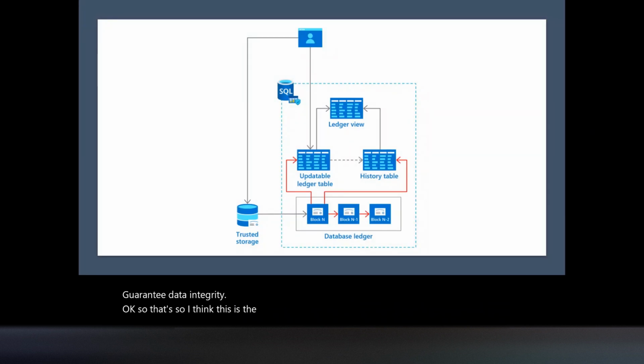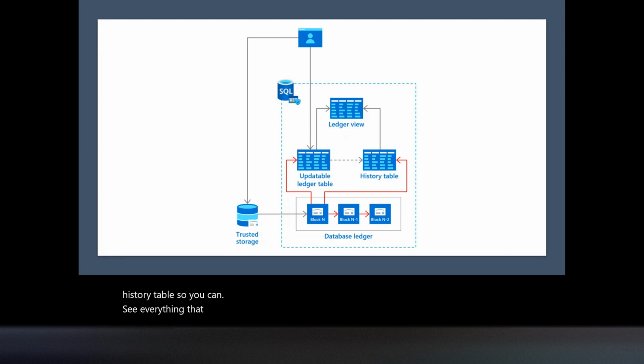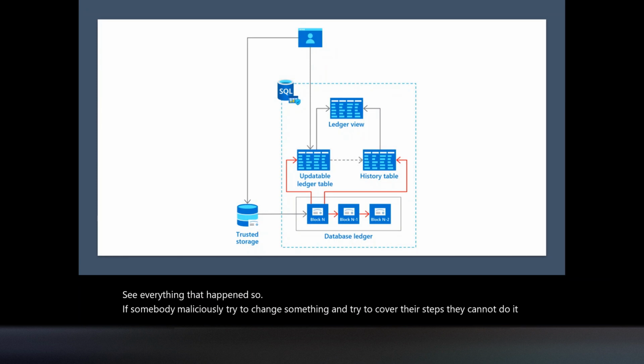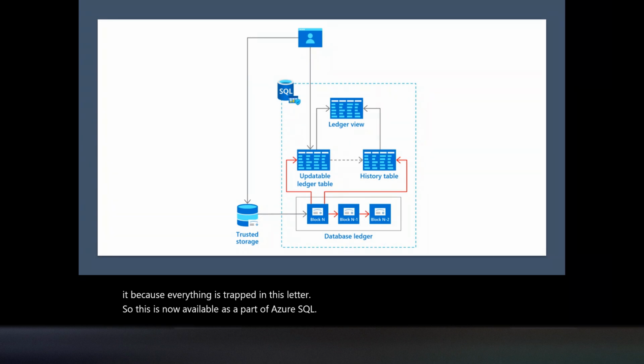Okay, so I think this is the picture. So as you can see here, the data goes into a history table. So any row that you modify, just for simple example, it goes to a history table. So you can see everything that happens. So if somebody maliciously tries to change something and tries to cover their steps, they cannot do it because everything is tracked in this ledger. This is now available as a part of Azure SQL. Any questions?